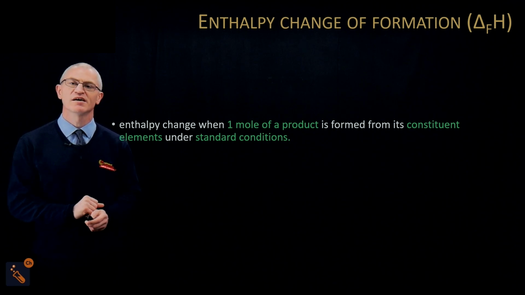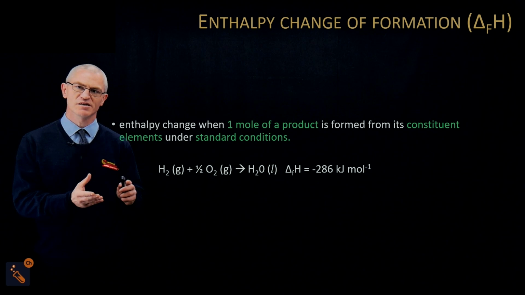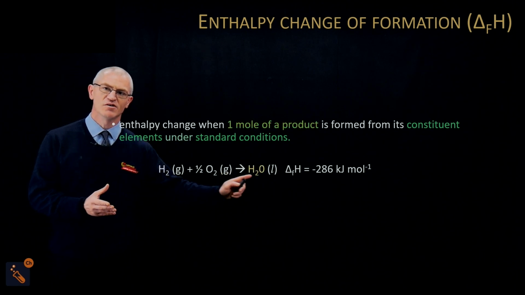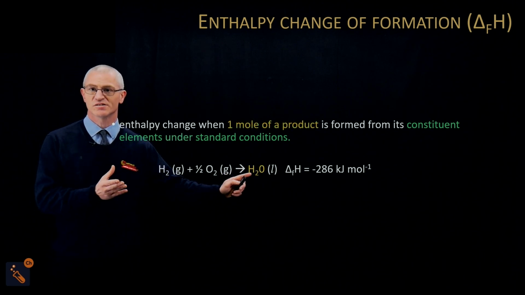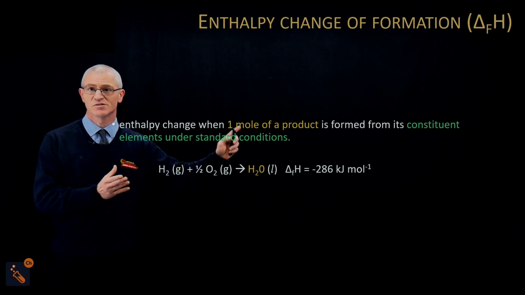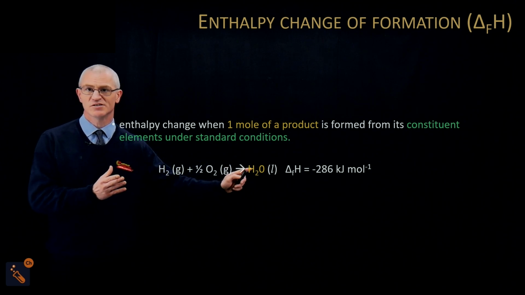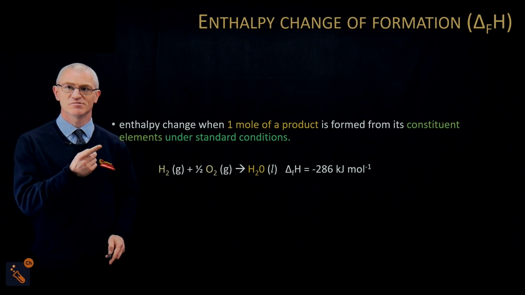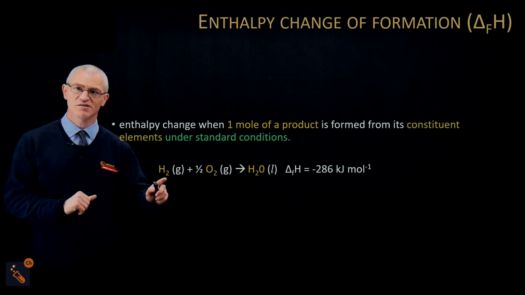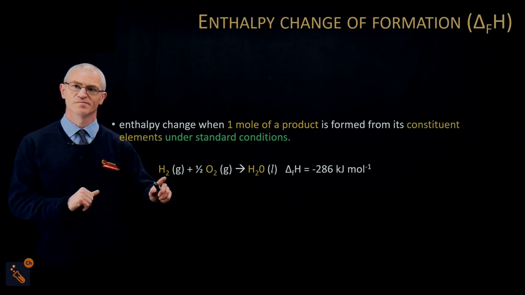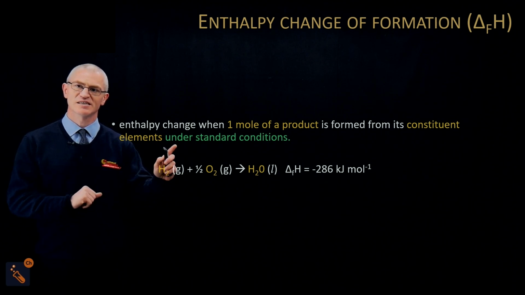It's better off to think of it as an equation. So in this equation, you can see that we have 1 mole of a product. This product at this time is water. So we've got that part of our definition. The next part is the constituent elements. So you can see here, we've got the elements that make up water. The last thing is standard conditions.